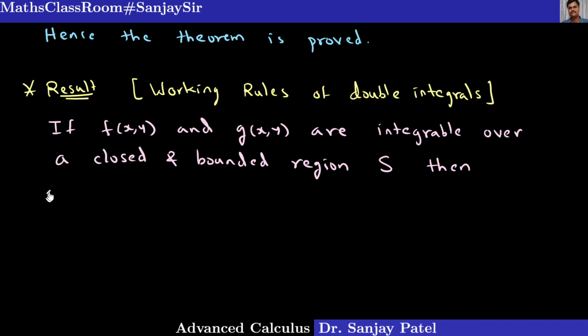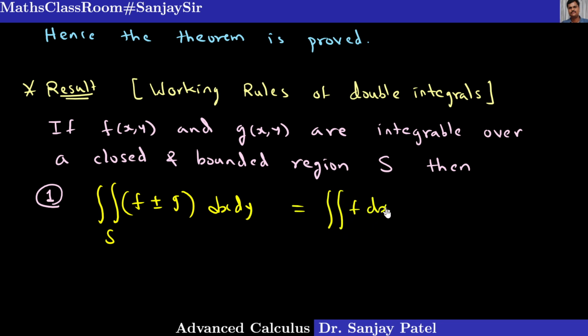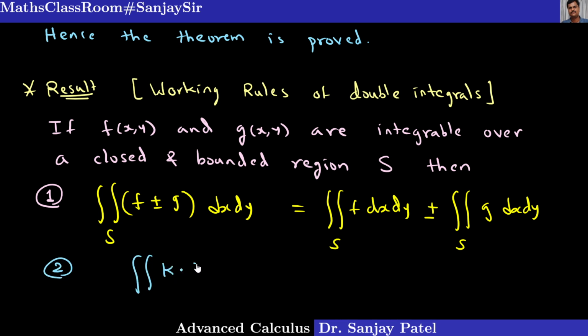we have the first working rule: the double integral of f plus or minus g over S, dx dy, is equal to the double integral of f dx dy over S plus or minus the double integral of g dx dy over S. The second result: the double integral of k times f of x comma y, dx dy, over the region S is the same as k times the double integral of f of x comma y, dx dy, over S.